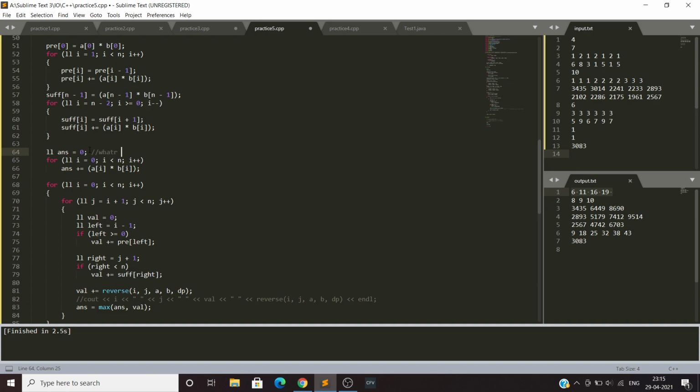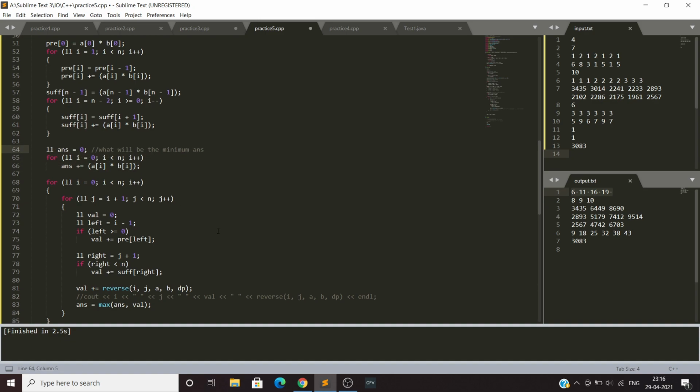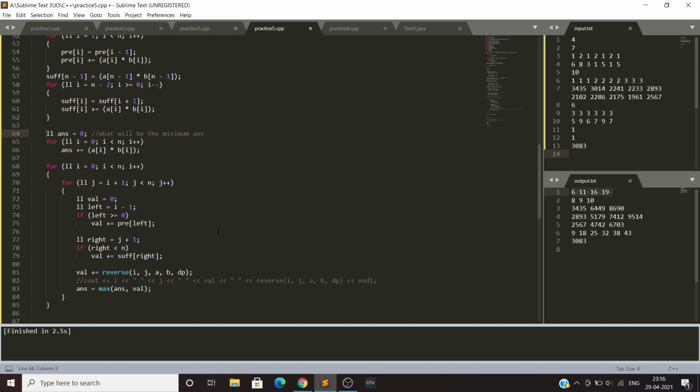Now we have to calculate the minimum answer. What will the minimum answer be? Of course it will not be 0. The minimum answer is when we are not making any changes to the array a and just printing the answer. So it is the basic minimum answer. After that we want to maximize that answer.